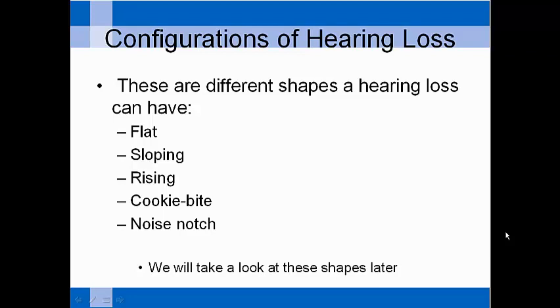So it kind of has that U shape to it. And again, we'll look at some examples. And then a noise notch.